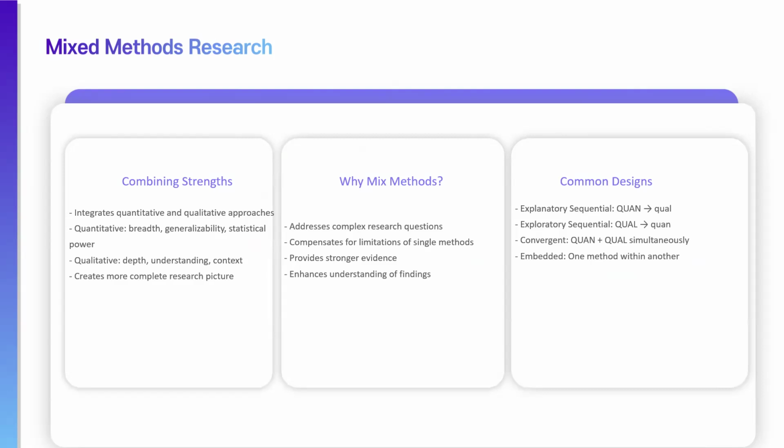Why mixed method? First, you can address complex research questions that one method alone cannot answer. Second, you compensate for limitations. Quantitative data might show what is happening, but qualitative explains why. Third, you provide stronger evidence. When both methods point to the same conclusion, your findings are more convincing. Fourth, you enhance understanding. Numbers tell part of the story, but stories give those numbers meaning.